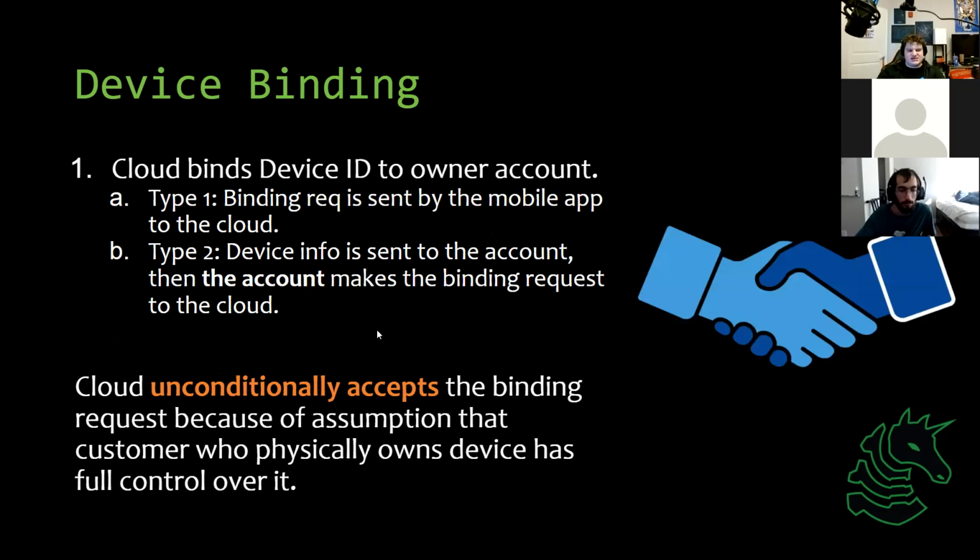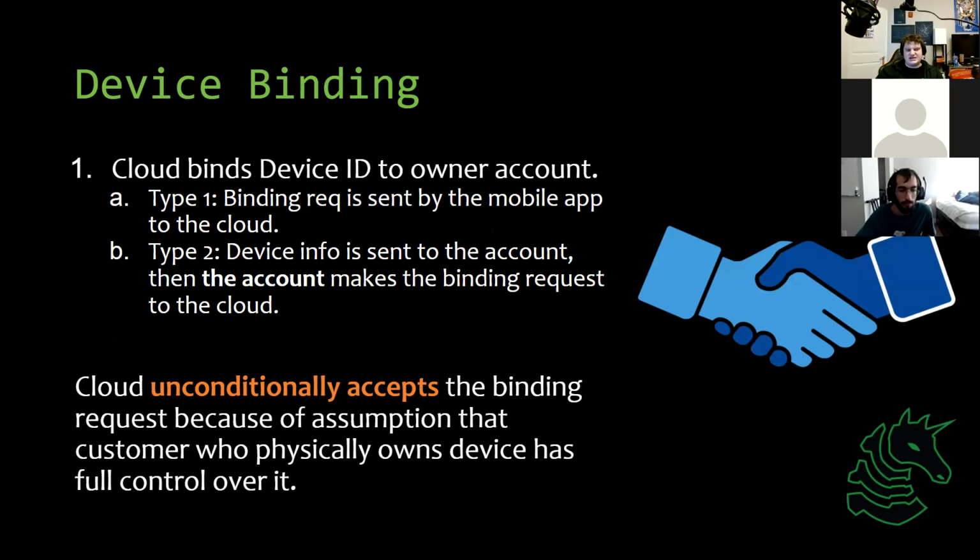So step 4 is device binding, and how that happens is the cloud will bind the device ID to the owner account, because it assumes that when you're registering, you're signing up under an account. So it takes that device ID and connects it to your account.